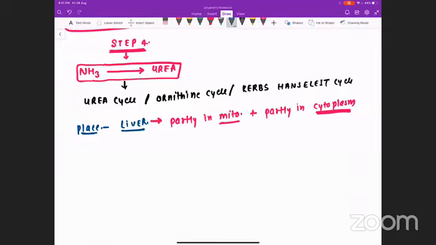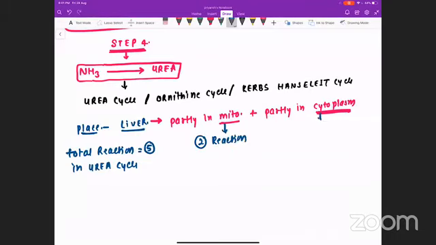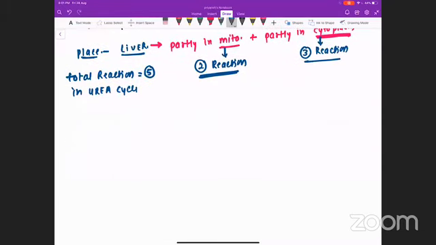I can say the total number of reactions in the urea cycle is 5. Out of 5 reactions, 2 occur in the mitochondria, whereas 3 occur in the cytoplasm. So now we'll see the urea cycle.